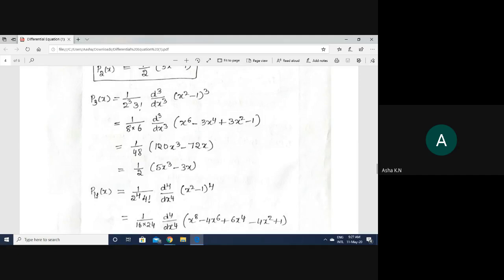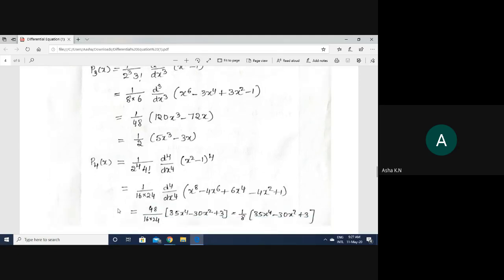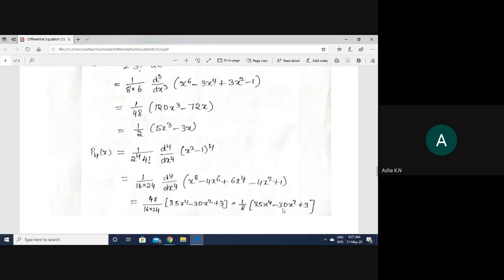So then differentiating 4 times, we get this answer. This you have to check. Differentiating 4 times, it's easy anyway. I will get confused if I keep on saying, I guess. So then take the possible common factors outside and simplify. And this will be your P4 of x.